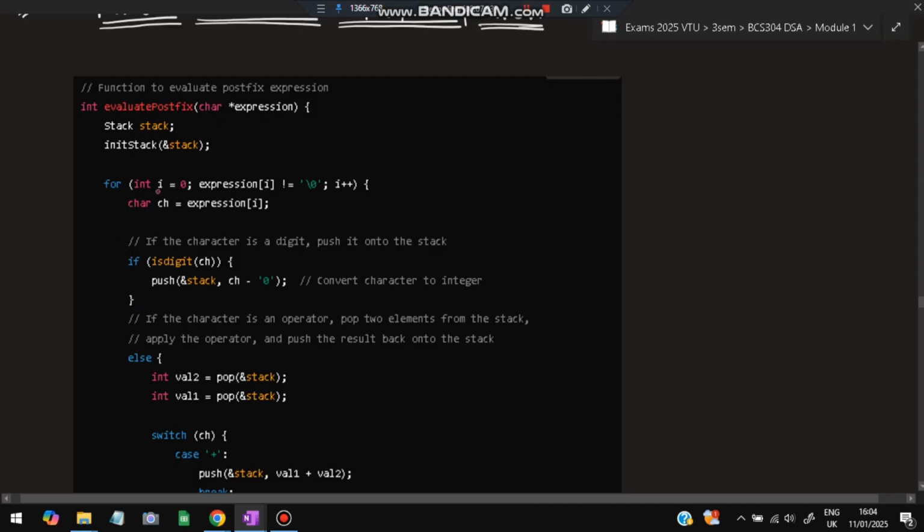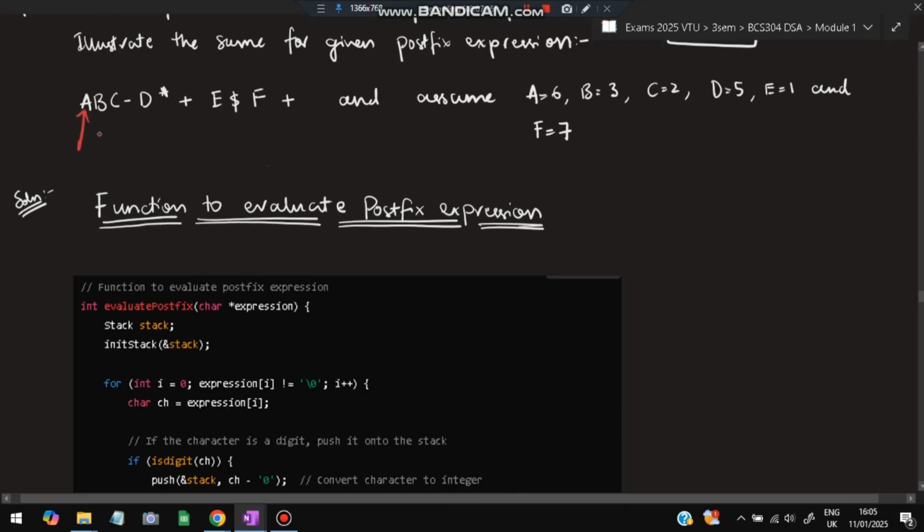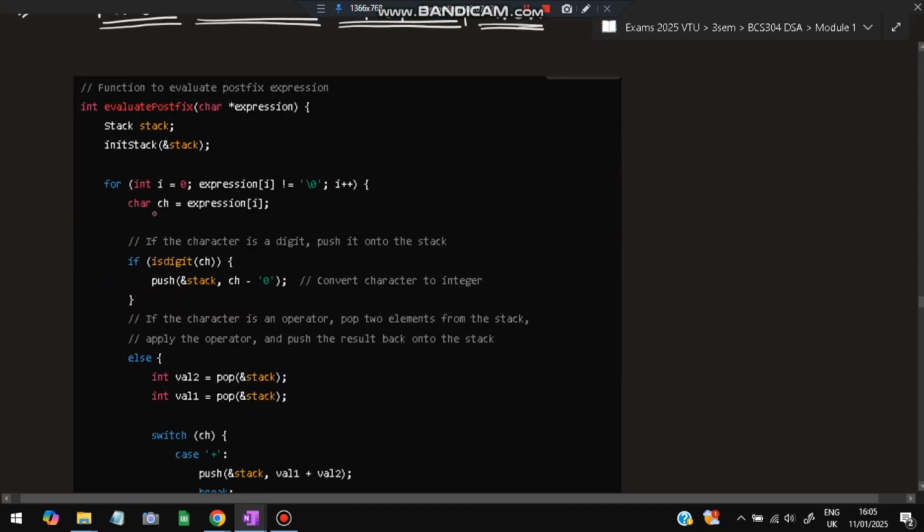The for loop starts from i equal to 0 and runs until expression of i is not equal to null, i plus plus. So in the expression array we take each character one by one: the first character, second character, third character, fourth character. Whichever character we take will be stored in ch. So ch will be a first, then b, then c, then minus, and so on.